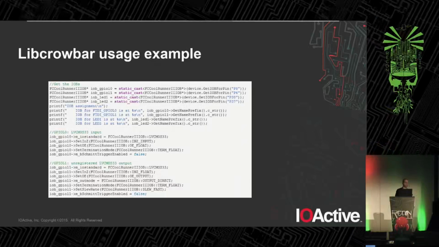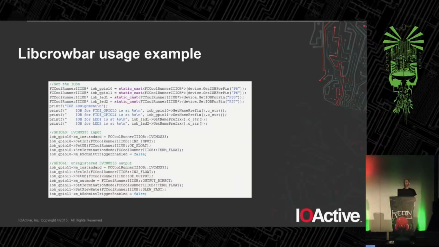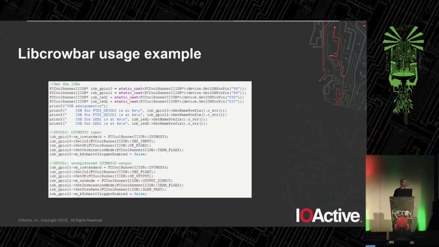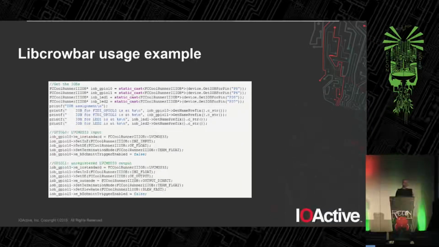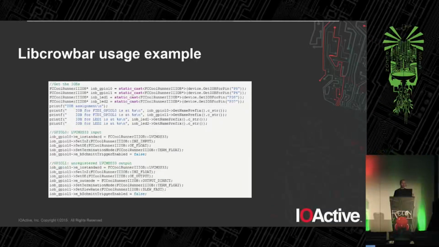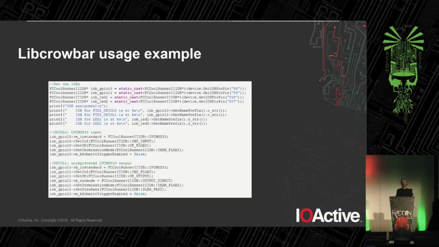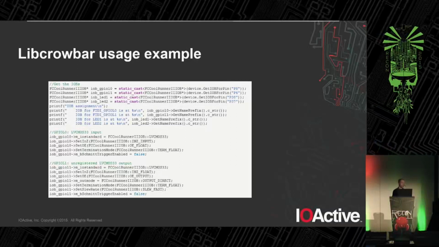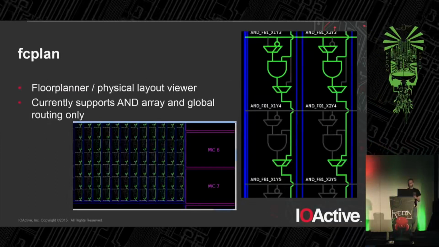The remaining thing in the forward tool chain is I would like to integrate with Yosys for synthesis, take the output of Yosys, do technology mapping on that, and then feed it into libcrowbar. At that point, I will have a full Verilog to bit stream toolchain. I'm not quite there yet, but it's coming close.